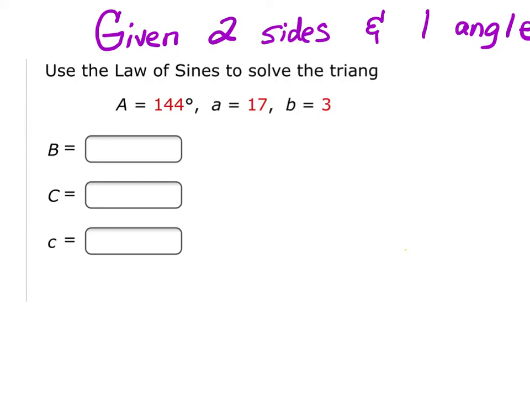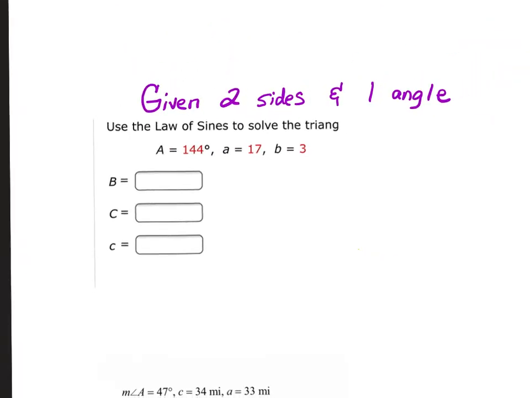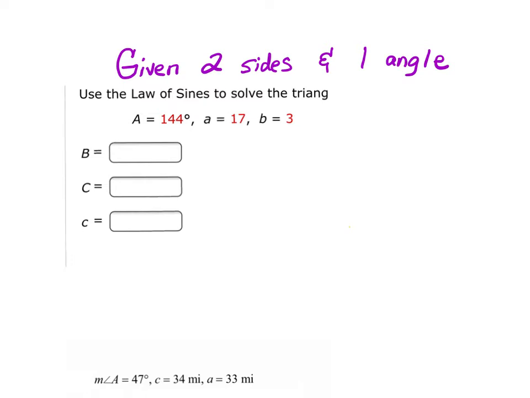Okay, guys, I wanted to go over these three examples because this involves the ambiguous case. This is where I think we get the biggest confusion, when we're trying to figure out if there's one triangle, two triangles, or no triangles. No triangle, one triangle, or two triangles could occur when you're given two sides and one angle.